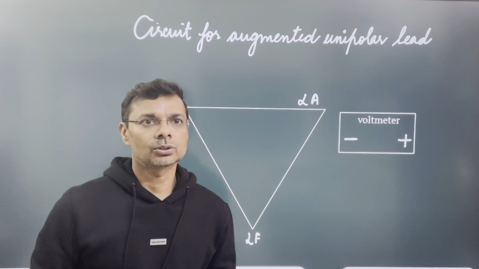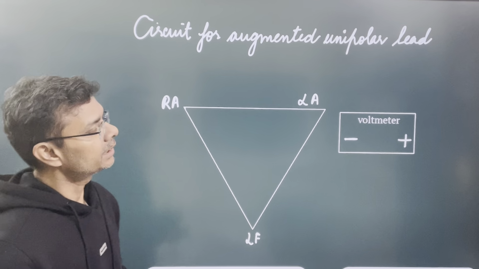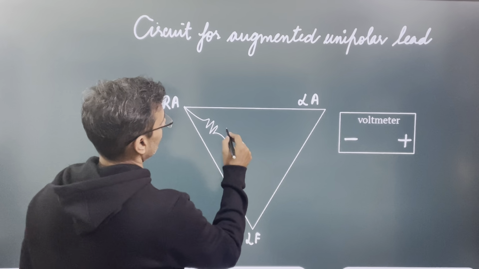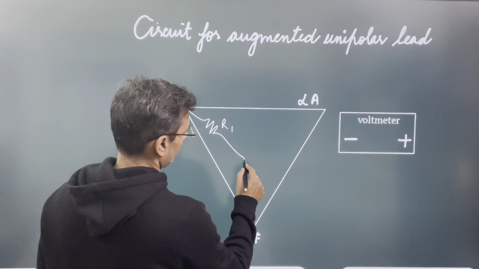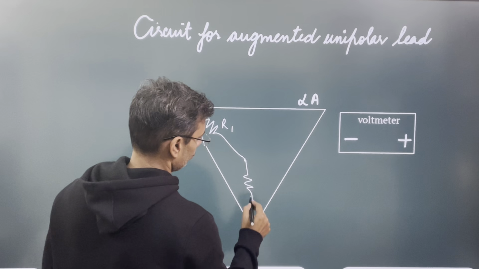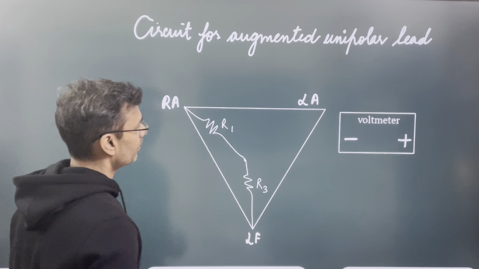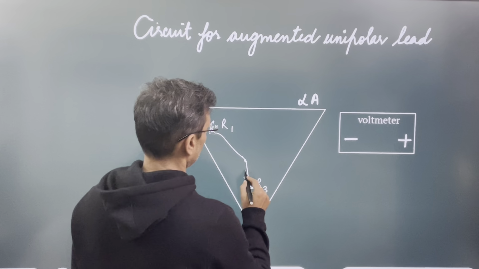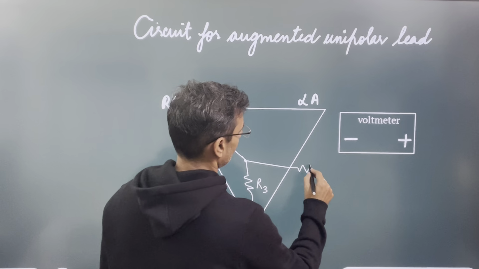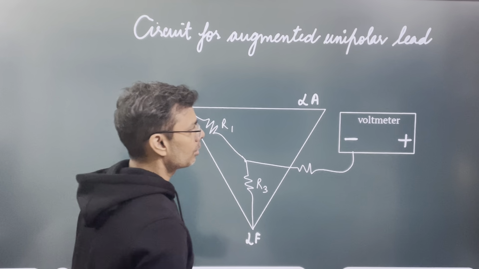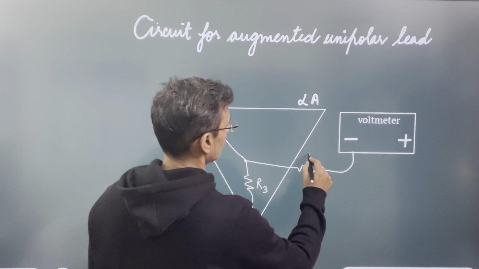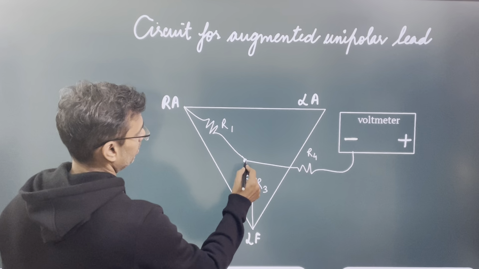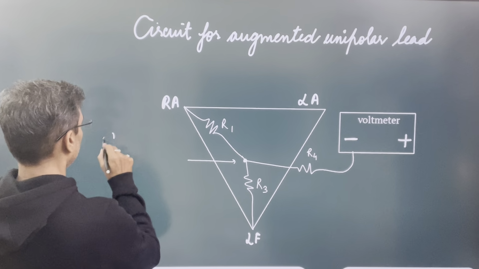Now we will see the circuit of the augmented unipolar leads. We will take the lead. So what is happening? One wire comes from RA whose resistance is R1. Another wire comes from LF whose resistance, let's say, is R3. Now one wire goes from here and joins at the negative terminal of the voltmeter. Let's say this is R4. This type of terminal is known as the Goldberger terminal.